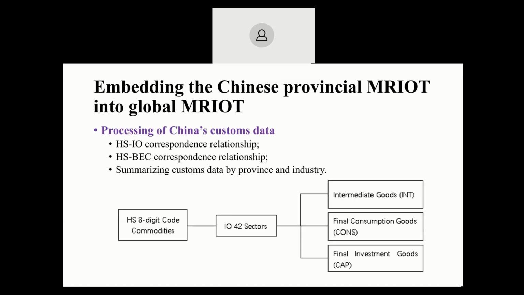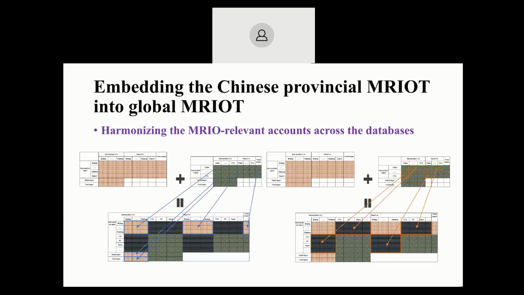After getting all these databases ready, we could then go to the key step of harmonizing all the databases. First, we need to give an initial estimate based on the 3 databases we have. This figure shows the basic idea of embedding the Chinese provincial MRTs into the global one.